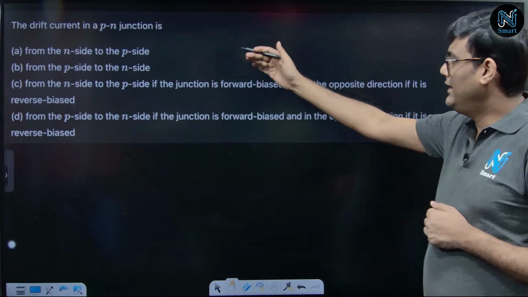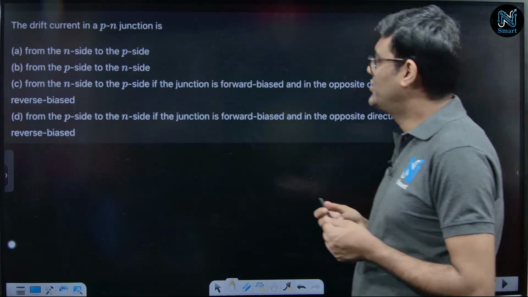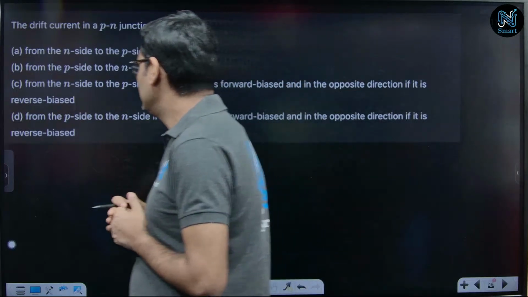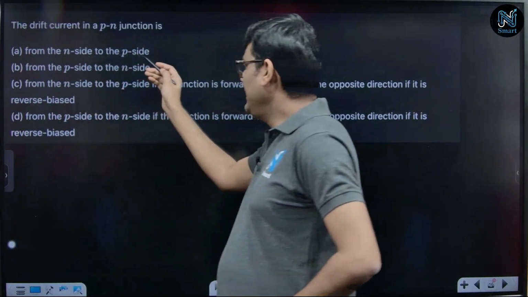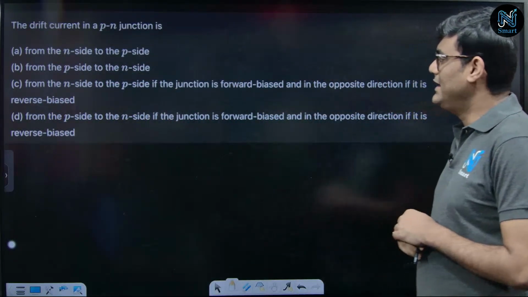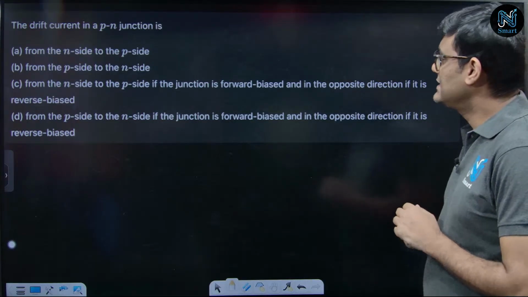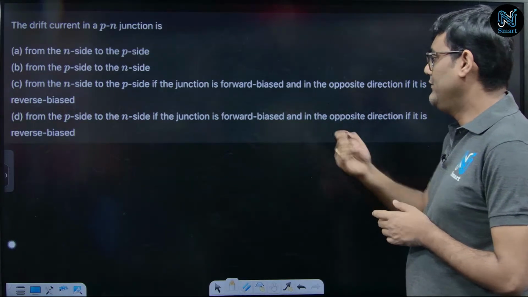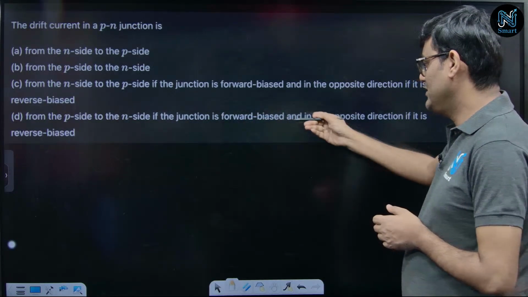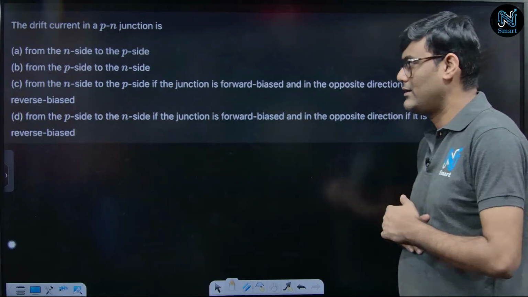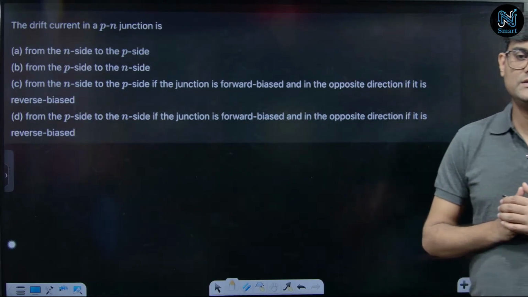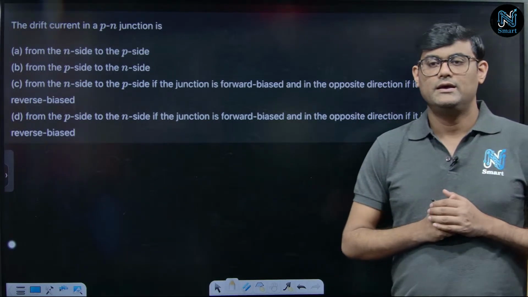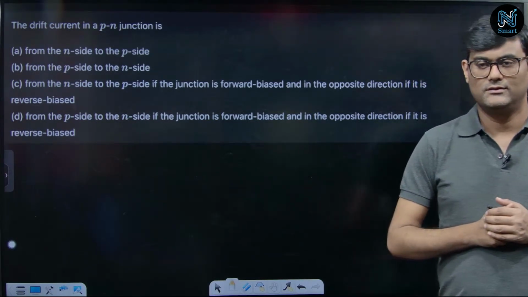Again, it is a theory based question. The drift current in a PN junction is from N side to P side, from P side to N side, from the N side to the P side if the junction is forward biased, and from P side to N side if the junction is forward biased. What would be your answer? Just think for a moment and tick the correct answer, right?